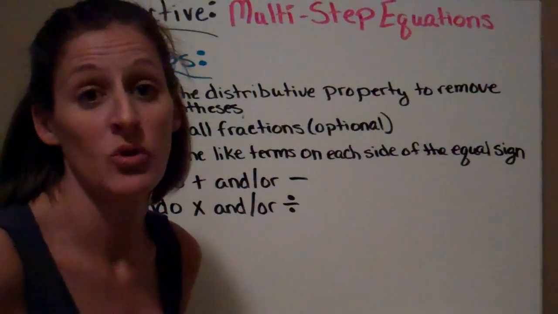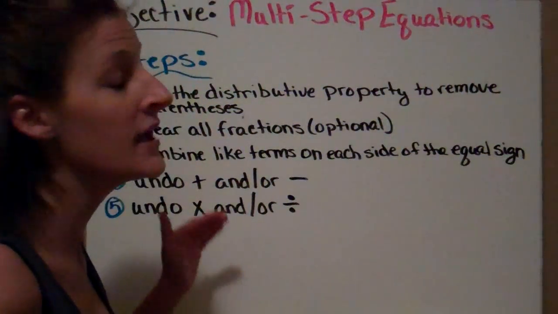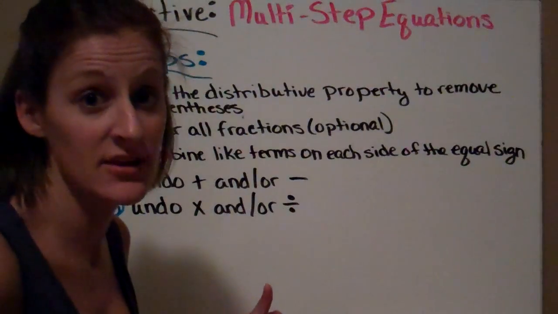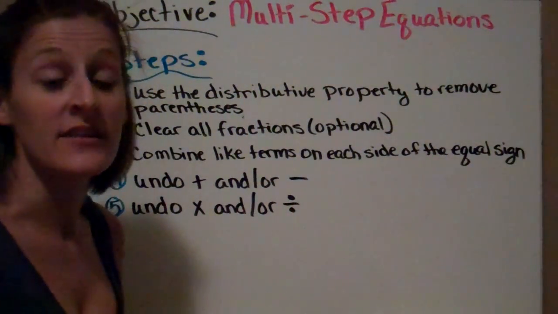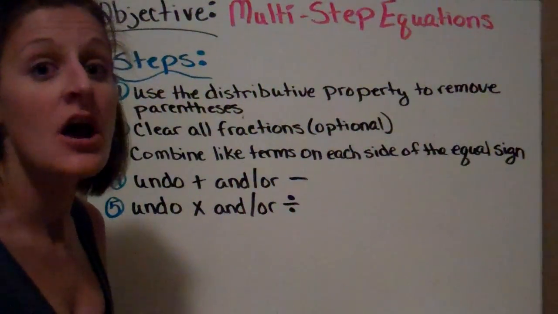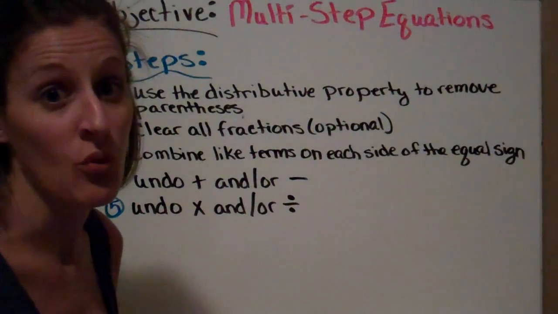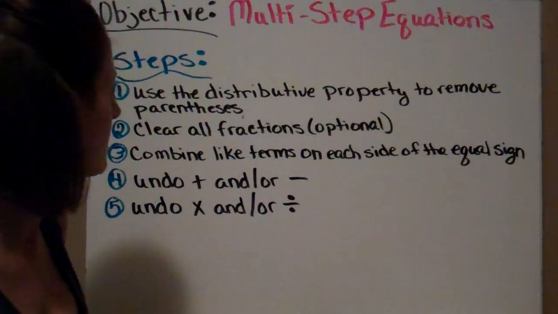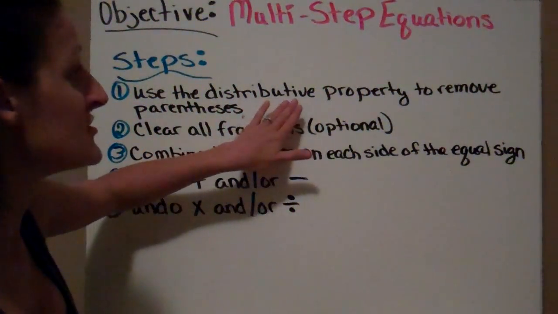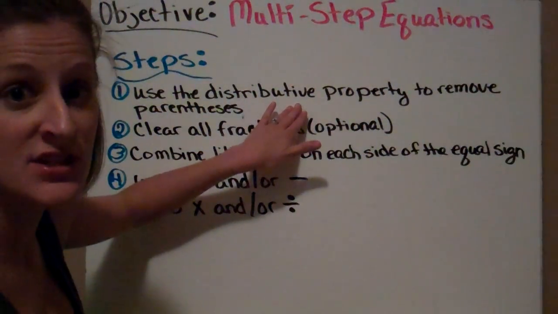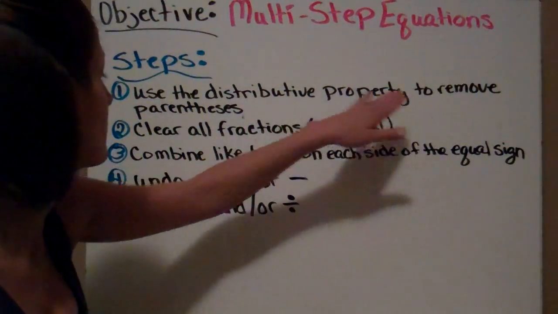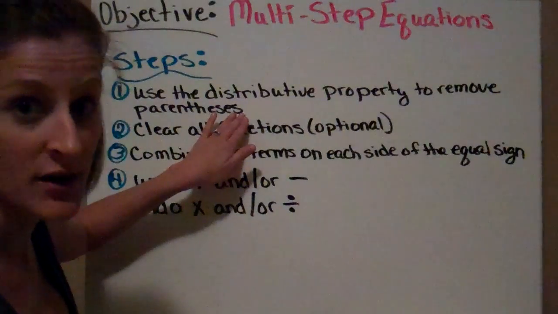This is solving multi-step equations. Now, we have a few more steps added on from when we did solving two-step equations. All we're doing is adding on to what our steps need to be. The first one is we're going to use that distributive property that we previously learned about to remove all the parentheses that we have in the equation.